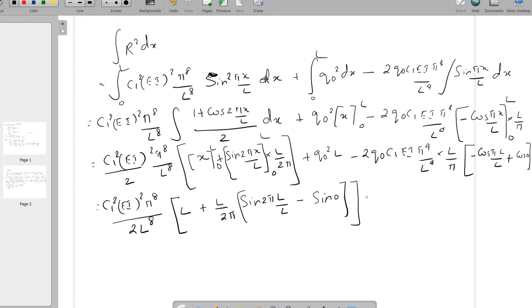And other terms plus q naught square L. If you cancel L and L power 4, pi and pi power 4, it will be pi cube and L cube, minus 2 q naught C1 EI pi cube by L cube. So minus cos pi is plus 1, plus cos 0 is plus 1.